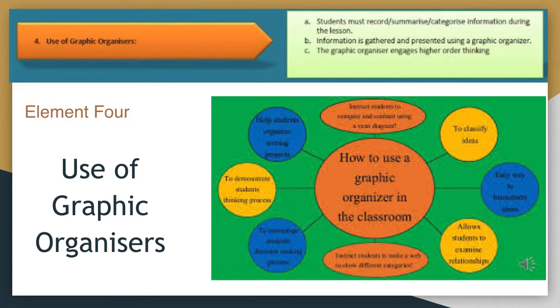Our fourth element is the use of graphic organisers. Graphic organisers are important and are an effective pedagogical tool for organising content and ideas and facilitating the student's comprehension of newly acquired information. We look at Gardner's theory of multiple intelligence, that students are better able to learn and internalise information when more than one learning modality is employed.